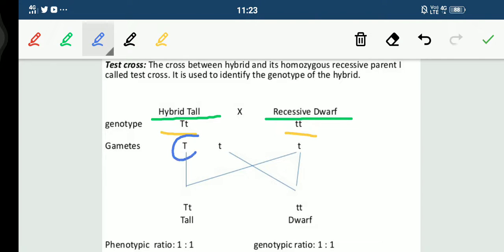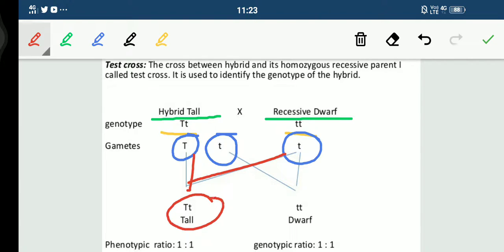Here you can see I am having a capital T and small t, and here I am having a small t. So students, in the F1 generation, when this capital T gets fused with this small t, capital T small t is formed, where capital T is able to express itself, and that is why it is known as the tall one. So the plant is tall here. And when the small t of this hybrid tall plant gets fused with the gamete of the recessive dwarf parent, small t small t is formed, that is the dwarf parent.